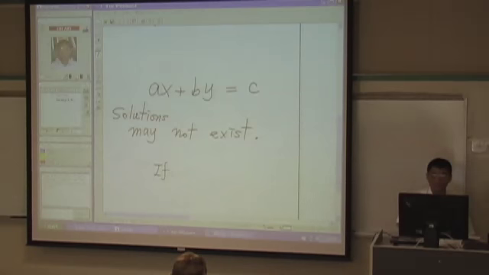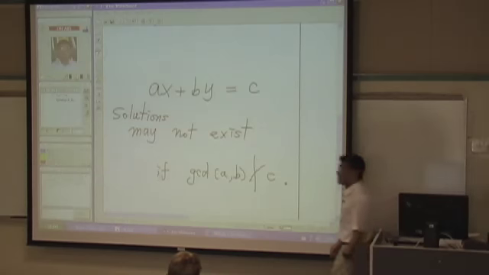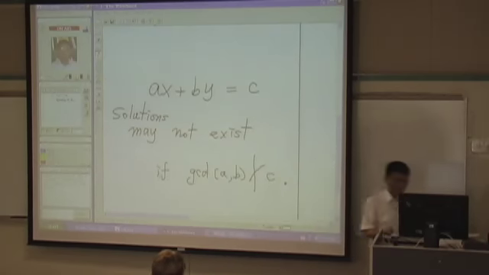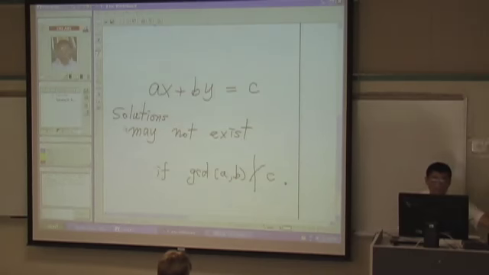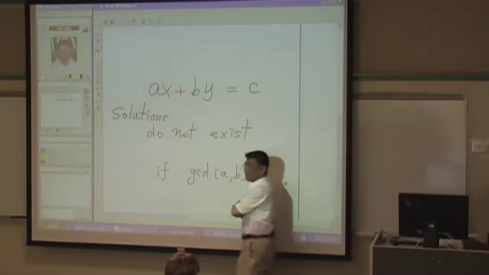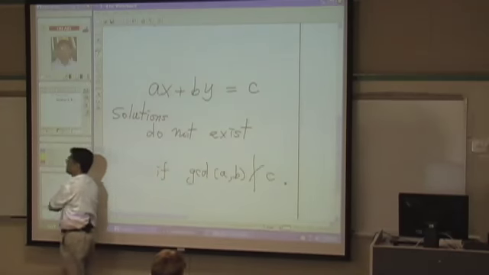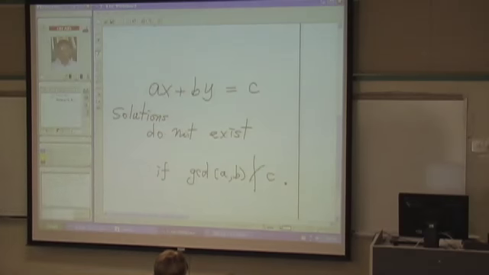If the GCD of a and b does not divide c, then the solution does not exist. So I will make one sentence instead of two sentences: solutions do not exist if the GCD of a and b does not divide c. In other words, c should be a multiple of the GCD.